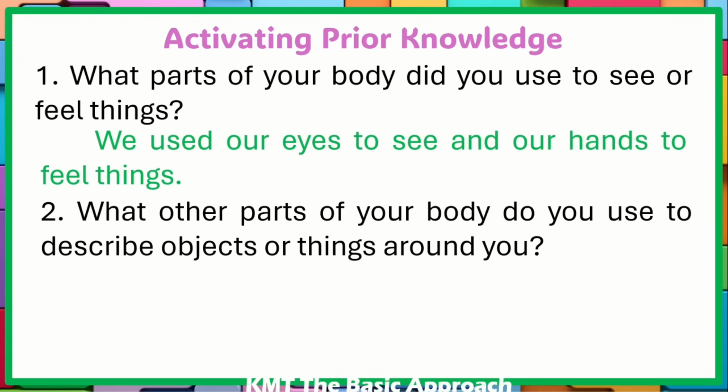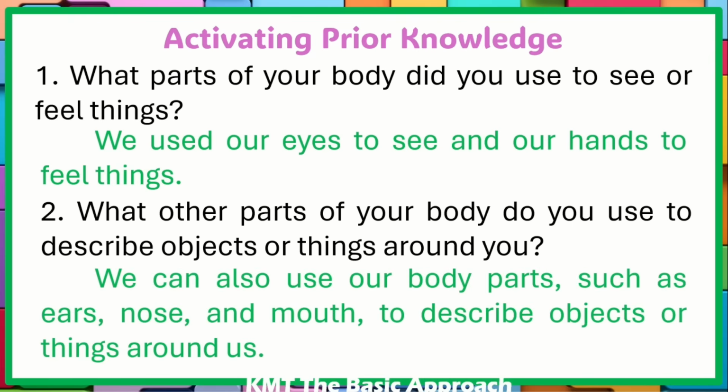Number 2. What other parts of your body do you use to describe objects or things around you? Great! We can also use our body parts, such as ears, nose, and mouth, to describe objects or things around us.